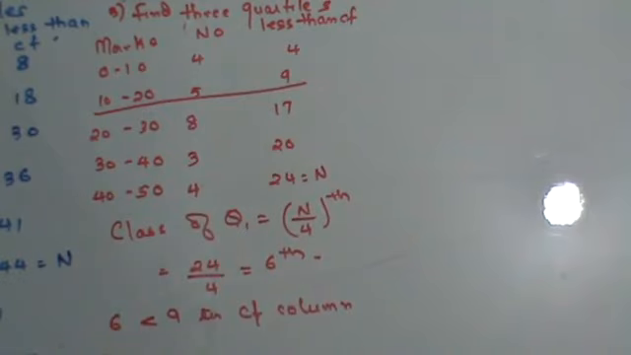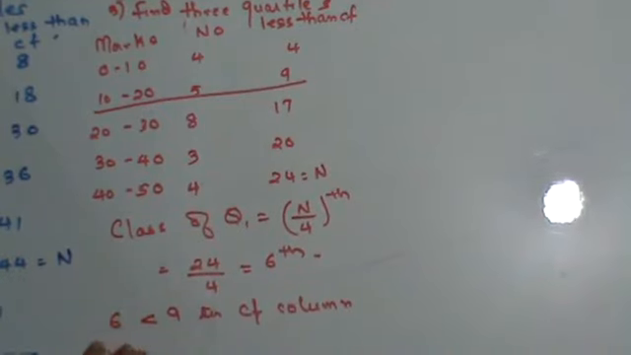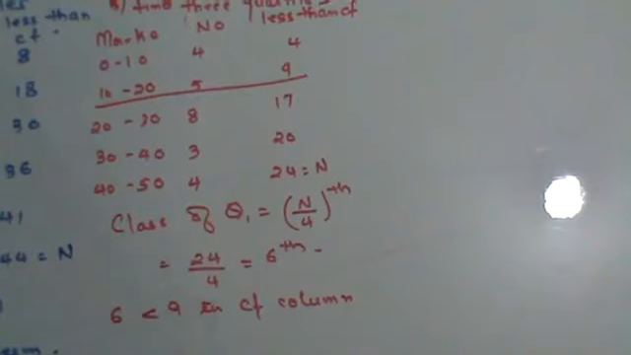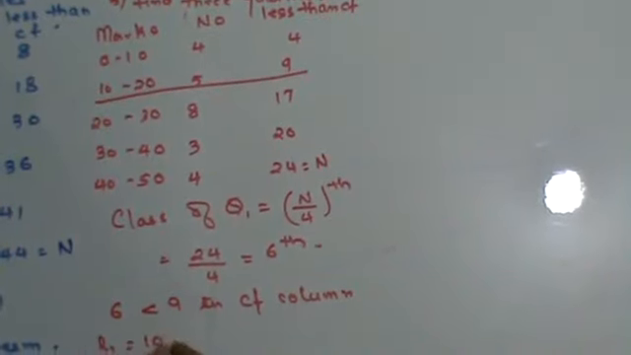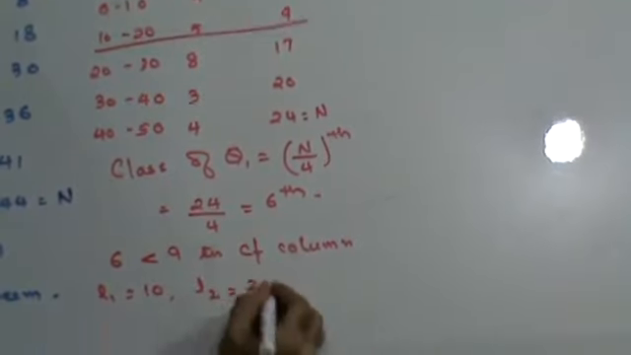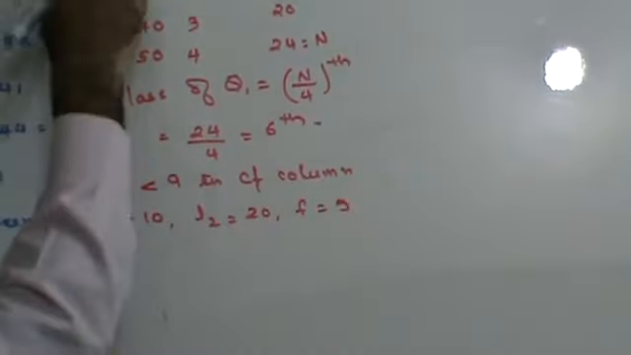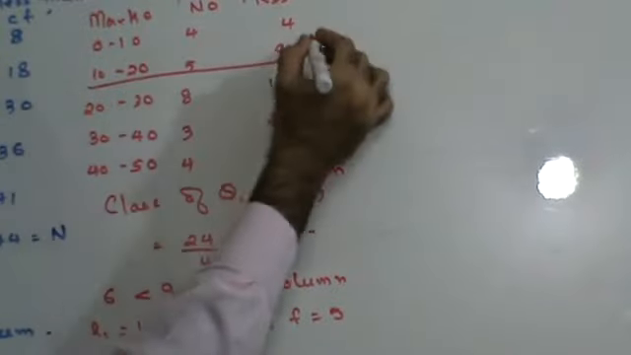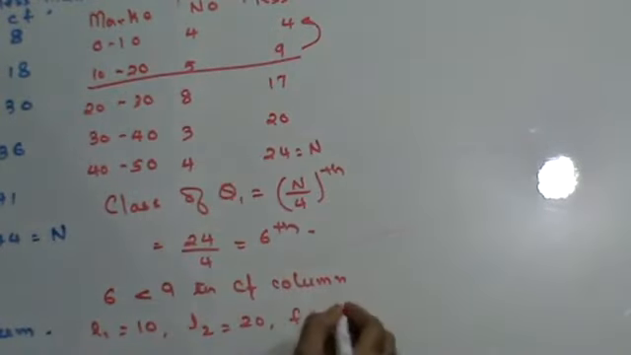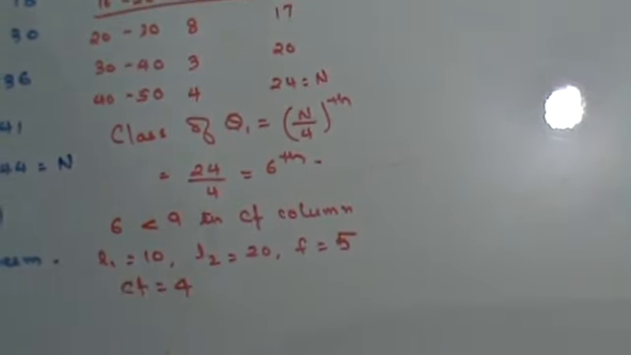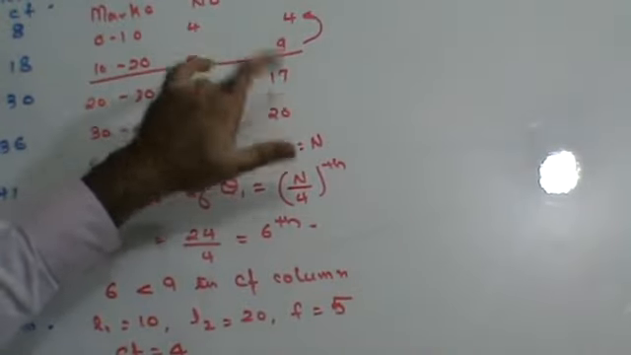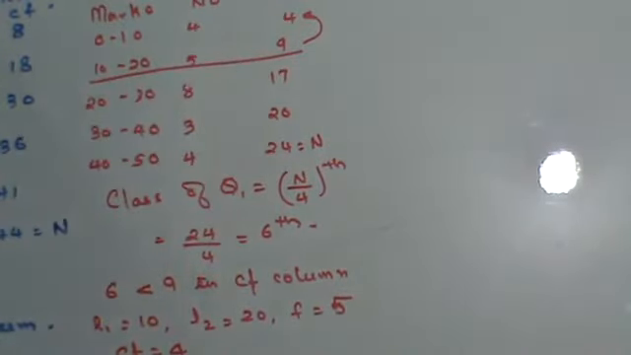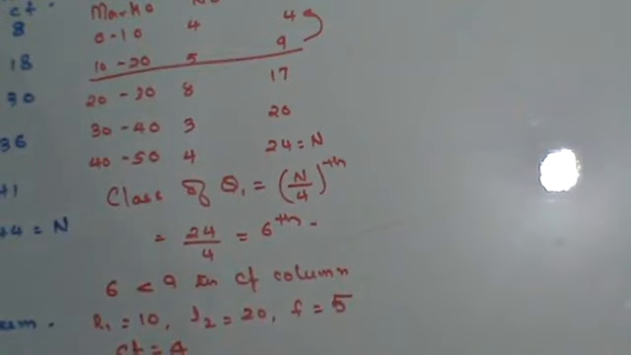Now, in the class interval, the first number will be called L1. L1 is 10, L2 is 20, F is 5, and the number above this is going to be called CF. So CF is going to be 4. Do we get this thing clear?